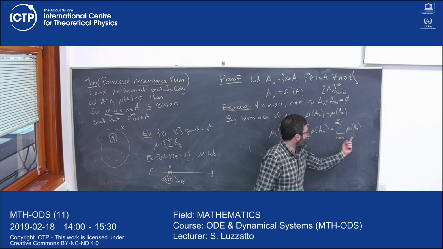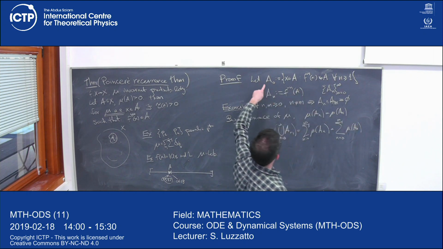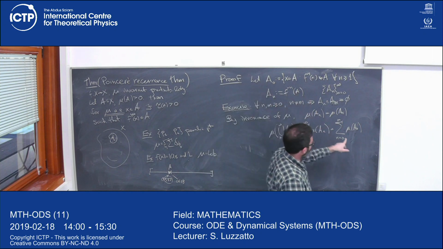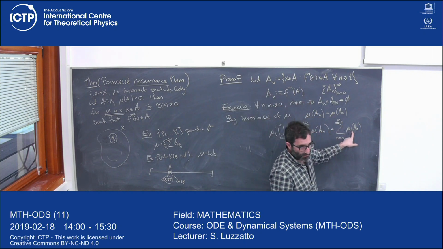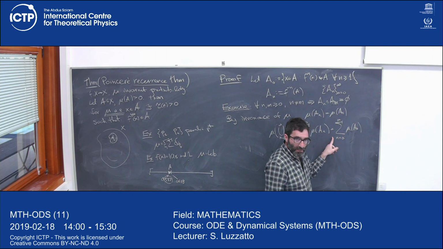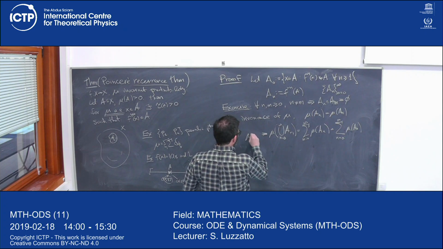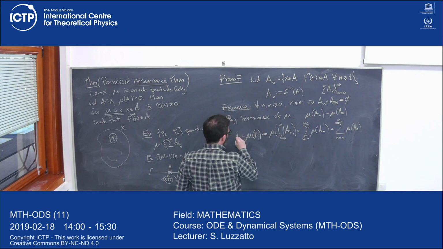So what are the possibilities here? If mu of A0 is equal to 0, then it's okay. This is 0, and that's okay because that's what we're trying to prove, right? But what if mu of A0 is positive? Then this is infinity. And can this be infinity? No, because this is obviously less than or equal to the measure of the whole space, which is equal to 1.